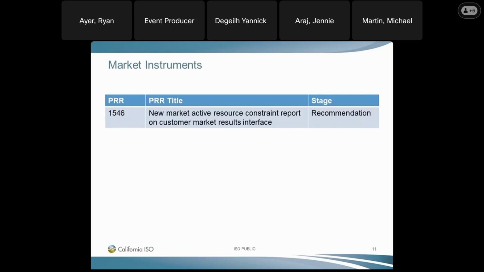All right, the next set of BPMs we're covering is going to be for market instruments, PRR number 1546, which is in the recommendation stage. Michael, this one is also yours as well, so go ahead and hand it off to you. Sure, PRR 1546. Go ahead to the next slide, please.